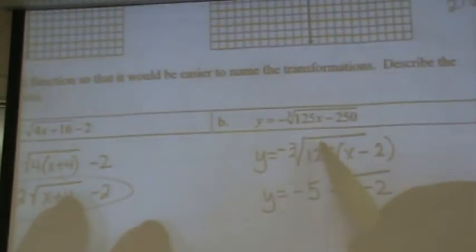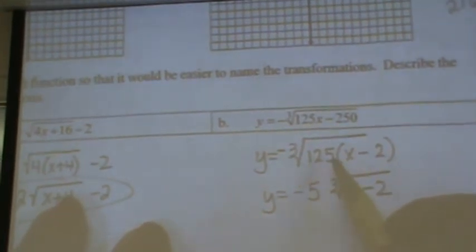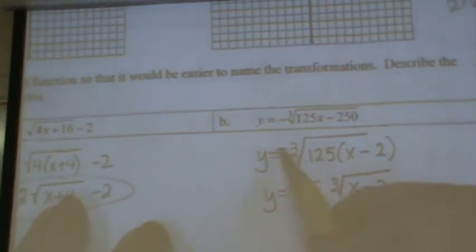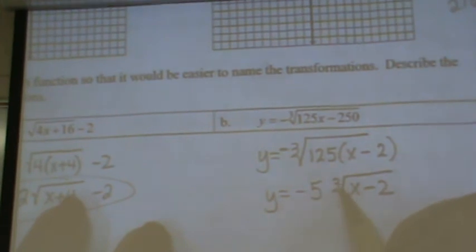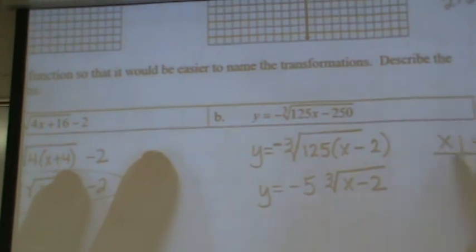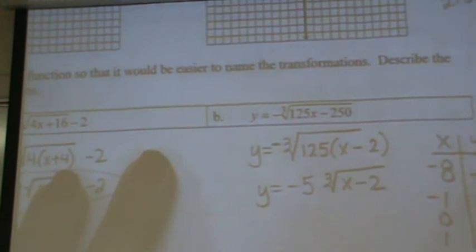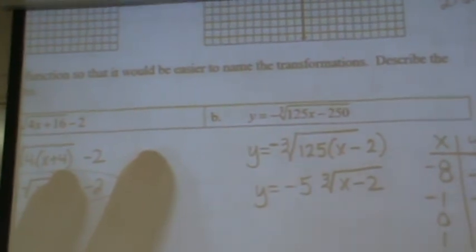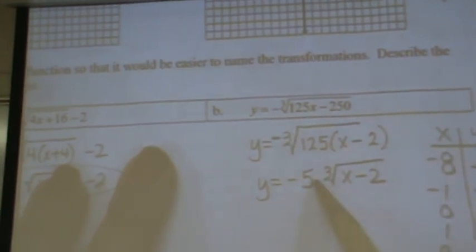And then the last one, I'm going to pull out 125 from these two numbers. Can you take the cube root? And there's a negative already out there, standing out there, waiting. What's the cube root of 125? 5, so it's going to be a -5 times the cube root of x minus 2. So if you were to graph this, you would take your -8, -1, 0, 1, 8. You would add 2 to your x's, and you'd multiply the y's by -5.